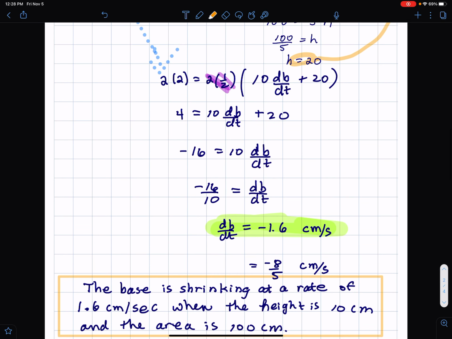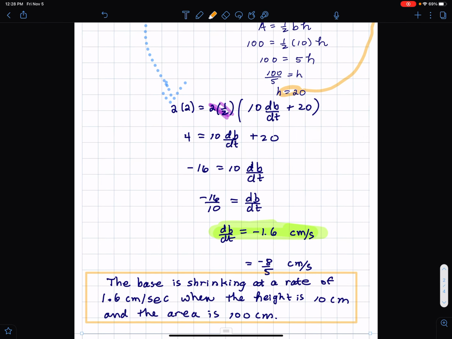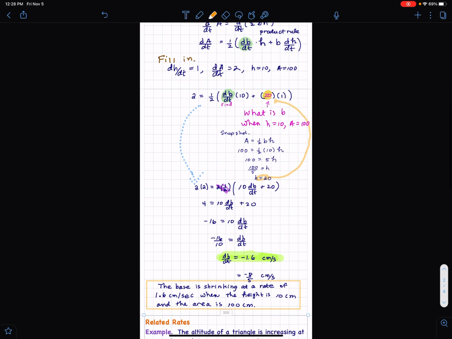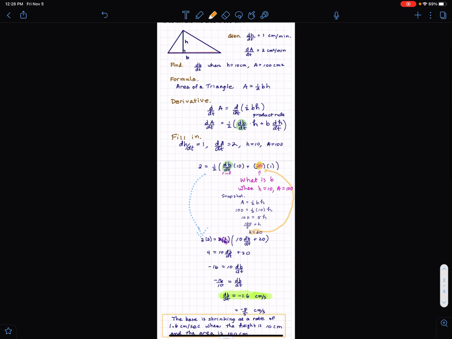Okay, that was it. It took 2 pages. It's a classic problem though.